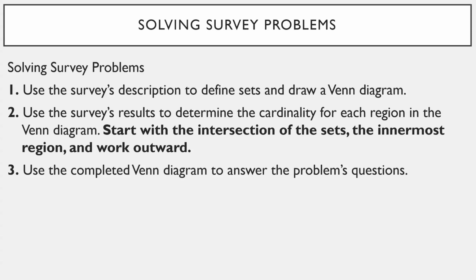Remember, cardinality is counts for each region in the Venn diagram. And then you're going to always start with the intersection of the sets, the innermost region, and you're going to work outward. And then you're going to use the completed Venn diagram to answer the problem's questions. All right. So here's the problem.